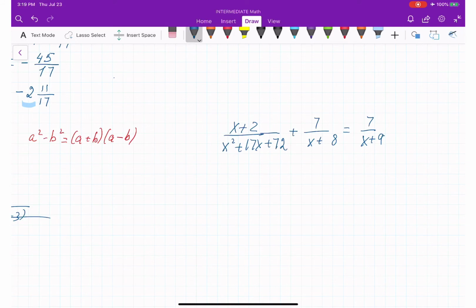All right. So x squared plus 17x plus 72, and x plus 8, x plus 9. So what is going to be the common denominator here? First of all, I have to factor x squared plus 17x plus 72.